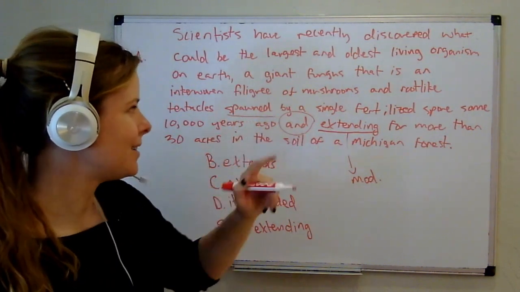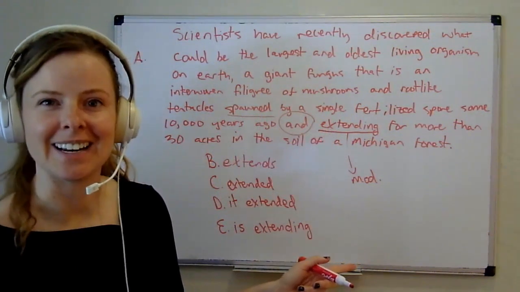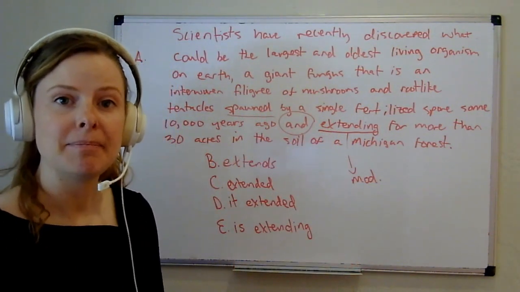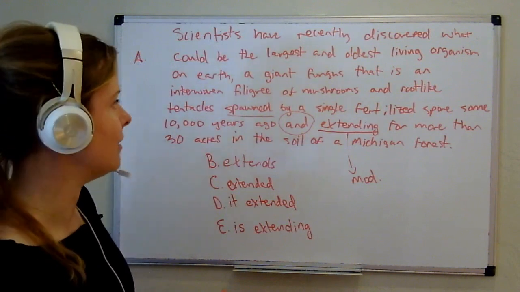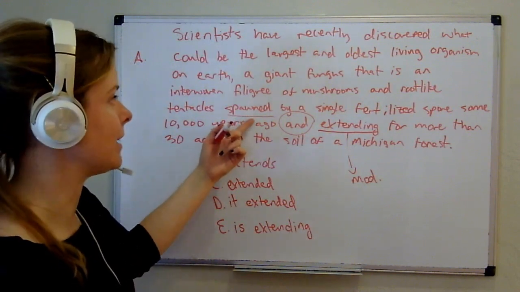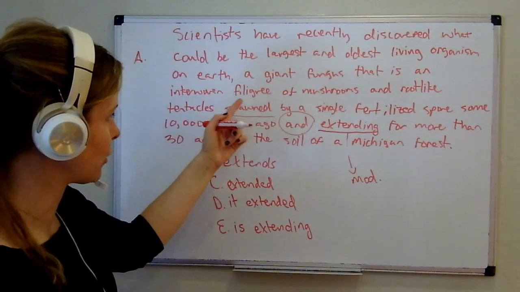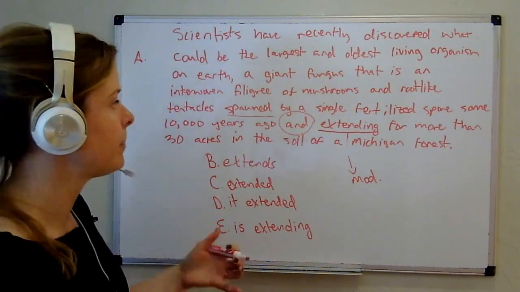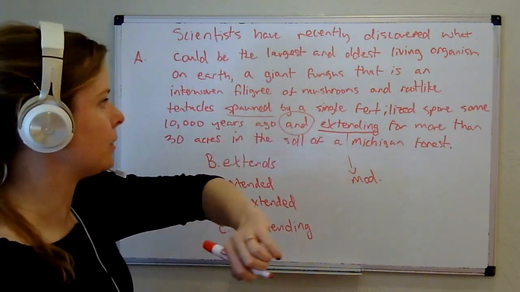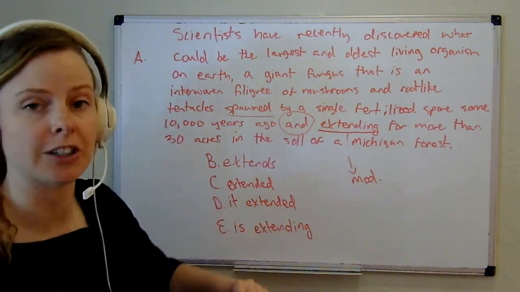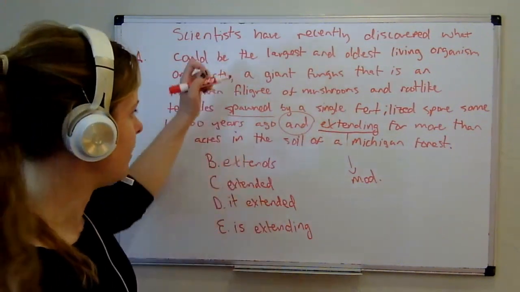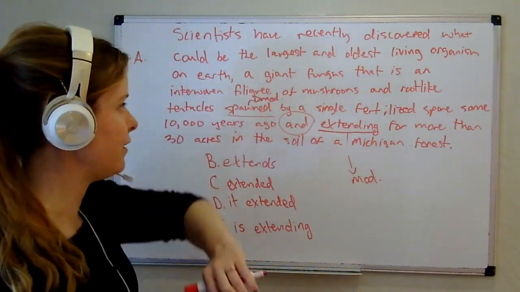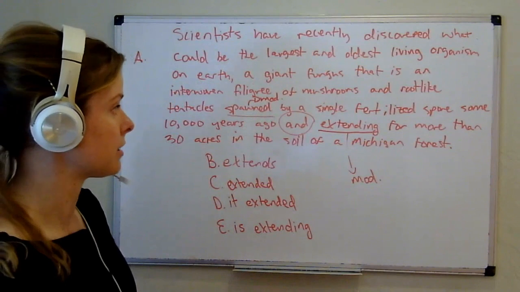Now, spawned doesn't look like the word extending, right? We don't have an ing modifier happening here. But if you think about function, well, this is just describing something, right? It's in fact describing this filigree of mushrooms and root-like tentacles. What do we know about them? Well, that they were spawned by a single fertilized spore some 10,000 years ago. That makes sense. And this is just there to describe or modify this filigree of mushrooms and tentacles.